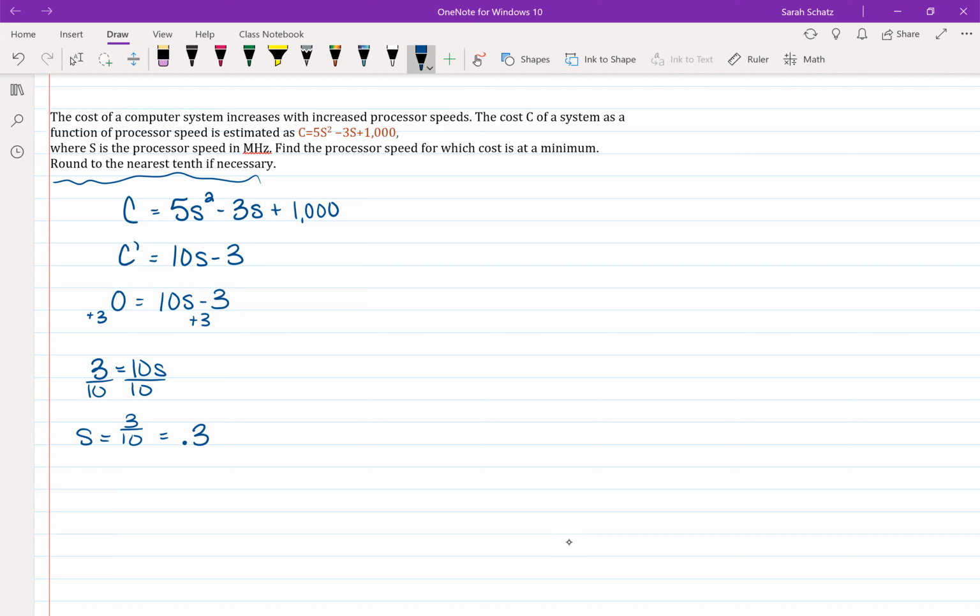Hopefully it's a minimum. Let's test. How do I test? Well, I find the second derivative. The second derivative of this is just 10. So very similar to the velocity problem that we did. Our second derivative is constant and positive, which means it's always positive. So if you put 0.3 in there, it's still going to equal positive 10. So again, we're looking at a concave up situation, and that guarantees that your critical point is a minimum. We confirm it. So that would be your answer.